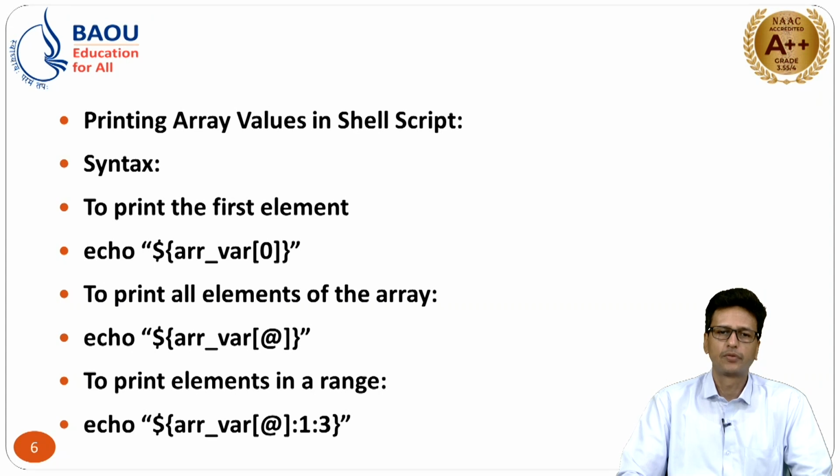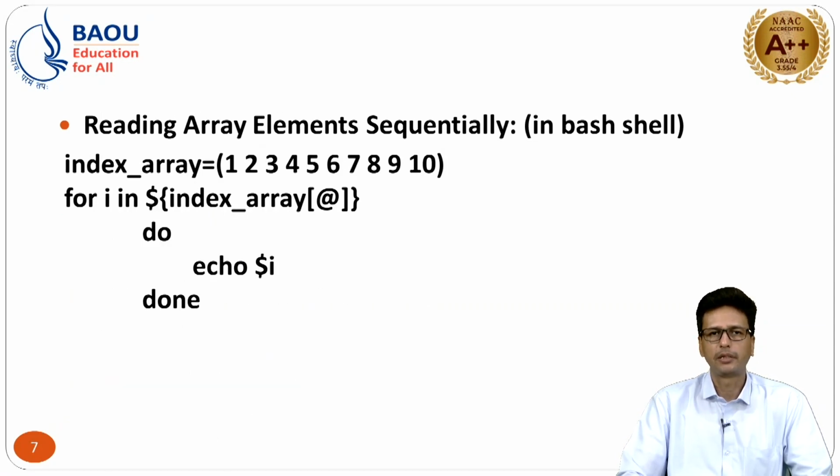Then after, if you want to print the values in some specific range, say for example, suppose you want to print the index values 1, 2, 3, right? In that case you have to put the colon sign. So first of all @ that you have to use represents all the elements. Then after you have to mention the range, that is :1 and :3. That means the lower limit starts with 1 and the upper limit ends with 3, right? So this way you can print different elements in the array.